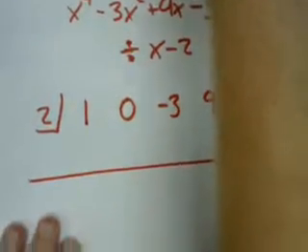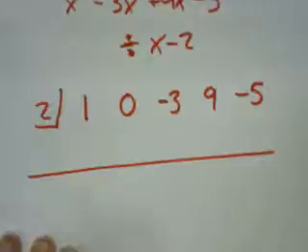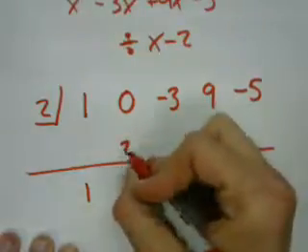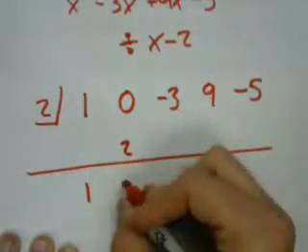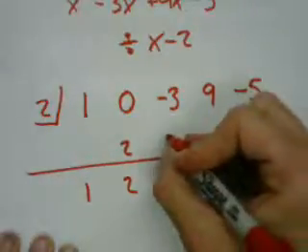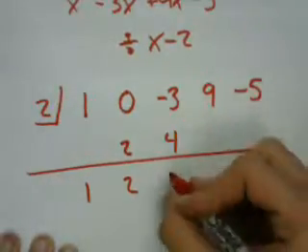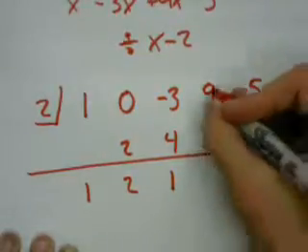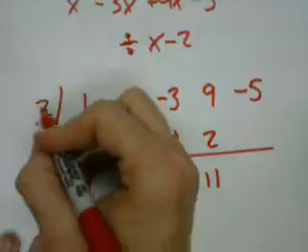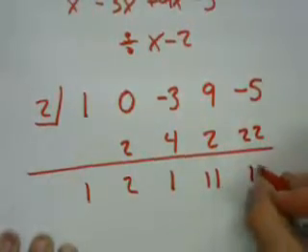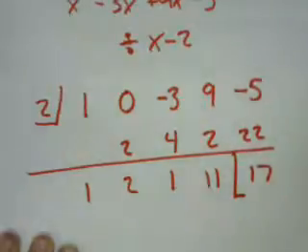And now I'm not going to draw the colored arrows, but I'm going to talk you through it. I'm going to drop the 1. Okay. 2 times 1 is 2. 0 plus 2 is 2. And I take this 2 times this 2 is 4. Negative 3 plus 4 is 1. 2 times 1 is 2. 9 plus 2 is 11. 2 times 11 is 22. Negative 5 plus 22 is 17. And this is our remainder.